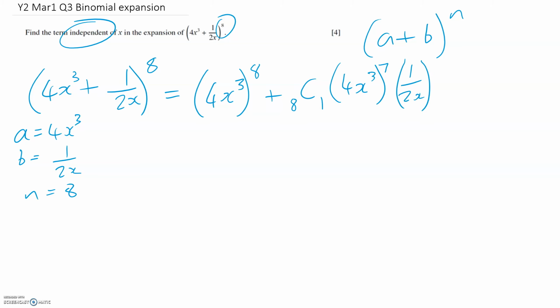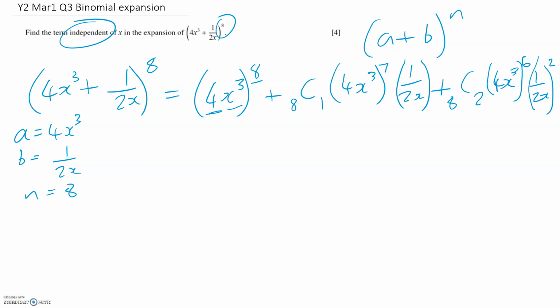It's really important you keep these terms in a bracket, because it's not just the x cubed you're doing to the power of 8. You've got to do the 4 to the power of 8 as well as the x cubed to the power of 8. Let's just do one more term and then see if we can work out which term we're actually going to want to use in this question. See if we can work out which term would be independent of x. So that'd be a 6, and that'd be 1 over 2x all squared.